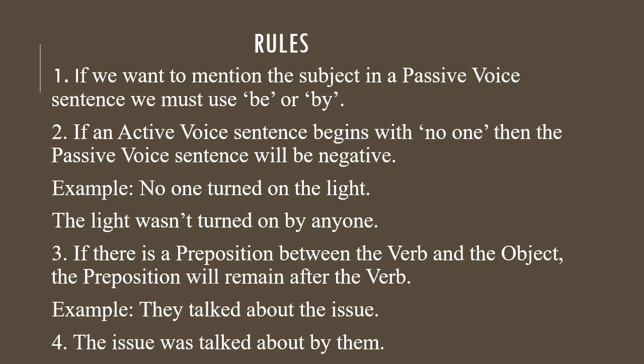If there is a preposition between the verb and the object, the preposition will remain after the verb. For example, they talked about the issue. The issue was talked about by them. Now here we notice that the preposition about is still after the verb talked.